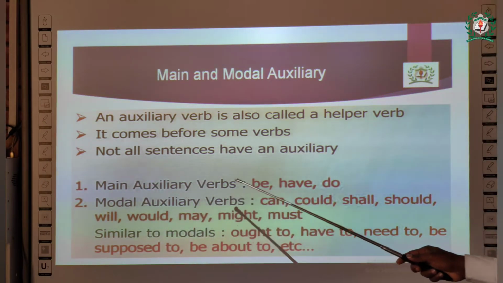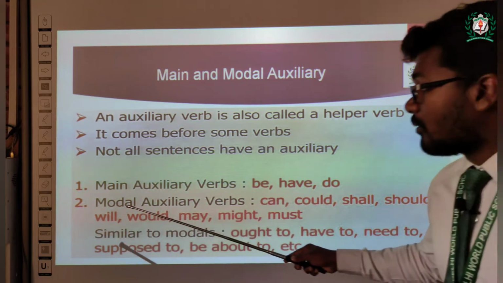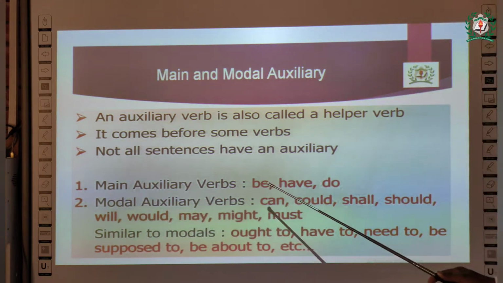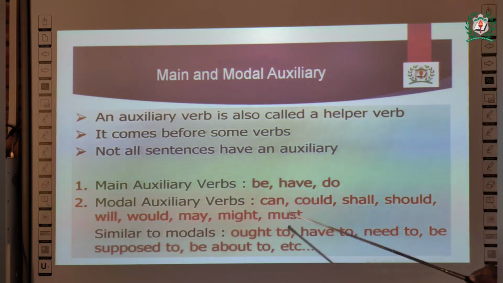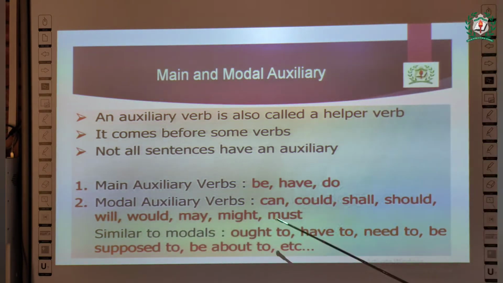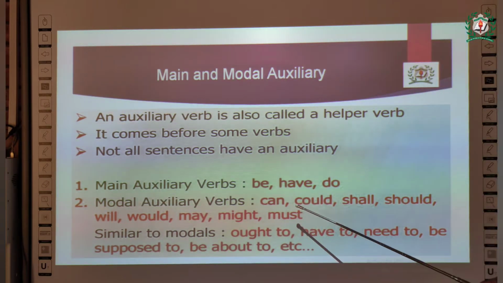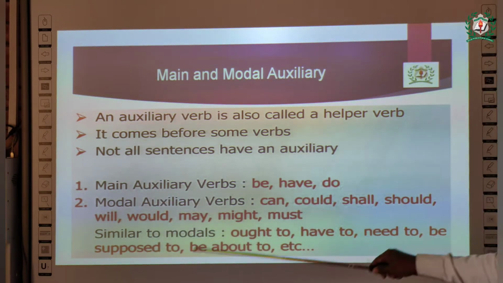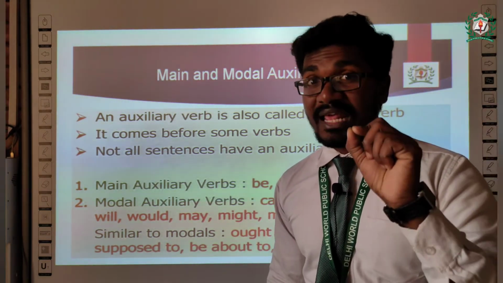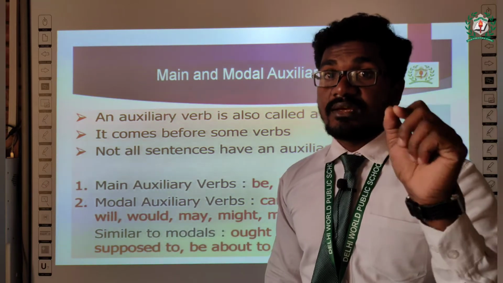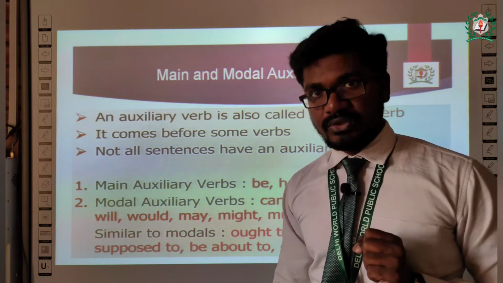Main auxiliary verbs: be, have, do. And modal auxiliary verbs: can, could, shall, should, will, would, may, might, must. And similar to modals: ought to, have to, need to, be supposed to, be about to, etc. In this we are going to see a few modal auxiliary verbs, where we have to use them, and on what condition we have to use them.